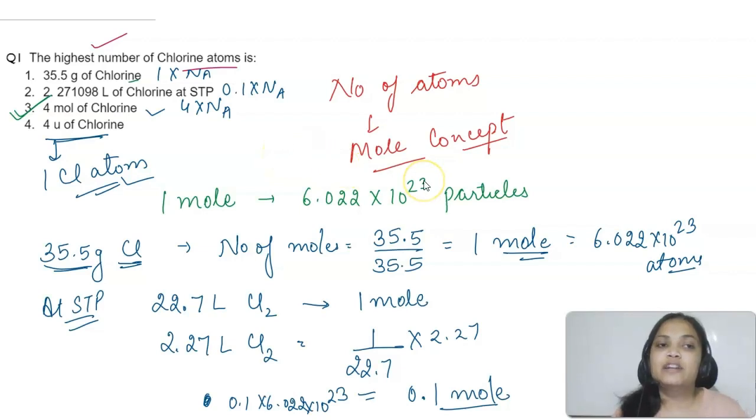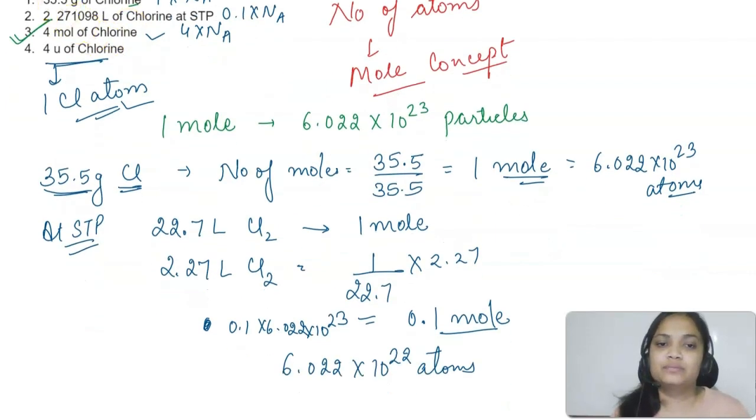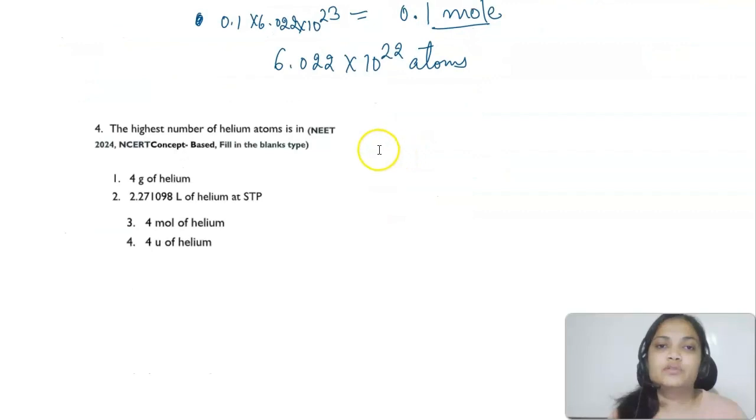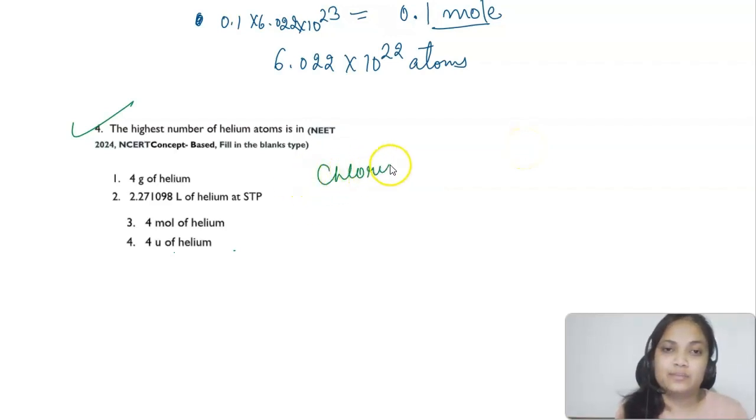This kind of question was asked by the NTA. Now let me tell you that I have got this question from a PYQ. So let me show you what that PYQ was, so you can relate to it. So here is the question, students. Here can you see that the question is: highest number of helium atoms is in 4 grams of helium, 2.27 liters of helium at STP, 4 mole of helium, and 4 U of helium. Can you see that I have just replaced helium with chlorine, right?